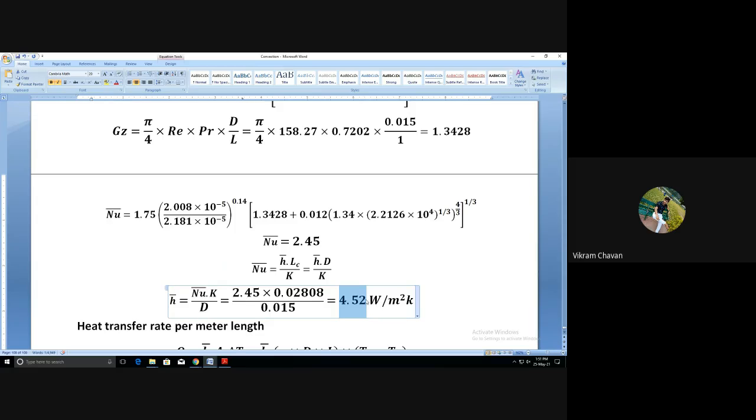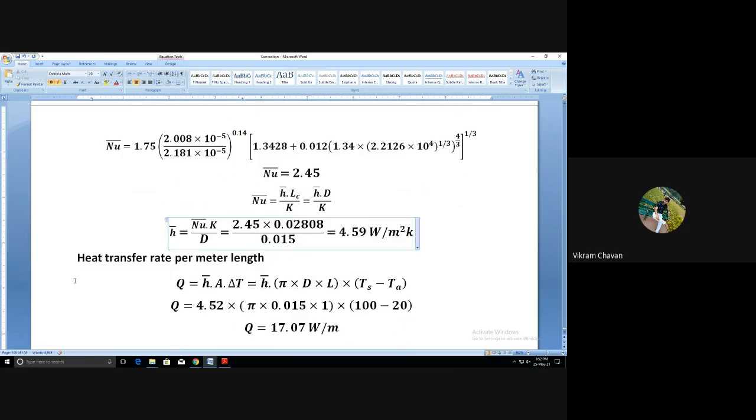4.59. Okay, 4.59, I will consider this 4.59. Others are getting the same answer, 4.59 for h bar. If you are getting this answer, then we have to do the last calculation, that is the heat transfer rate per meter length, or heat transfer rate per unit length.